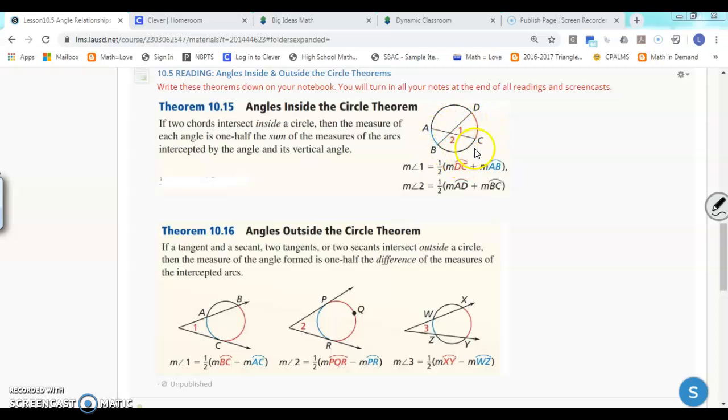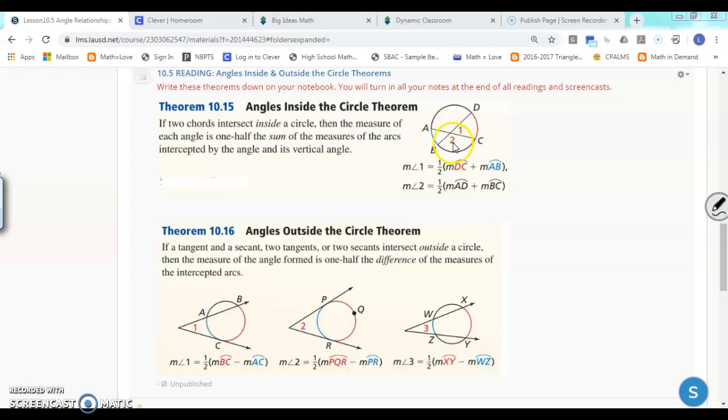So let's use this diagram to illustrate what it means. This is angle 1, and angle 1 has an intercepted arc DC. Now angle 1 also has its partner, its vertical angle, right behind it. And this vertical angle also has a corresponding intercepted arc. So to find the measure of angle 1, you add DC plus AB and then divide it by 2.